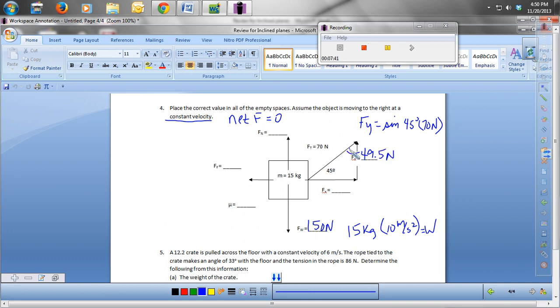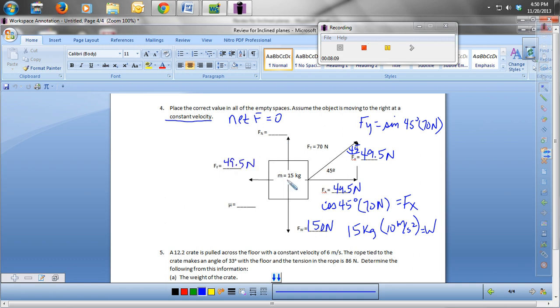I have a 45, 45, 90 triangle, so this has to be the same size, 49.5 newtons, and I can prove that by taking the cosine of 45 degrees and multiplying it by 70 to give me Fx. All right, my force of friction, since it's going at a constant velocity, friction has to be equal but opposite to Fx, so that's 49.5.